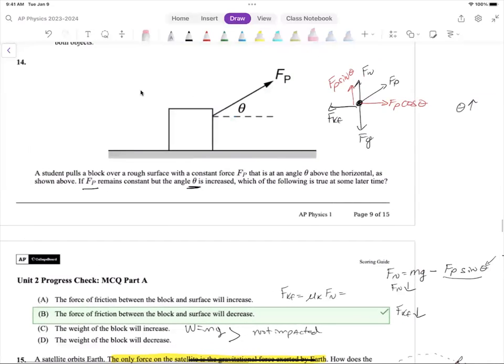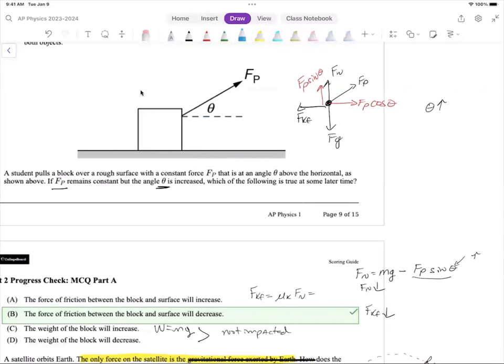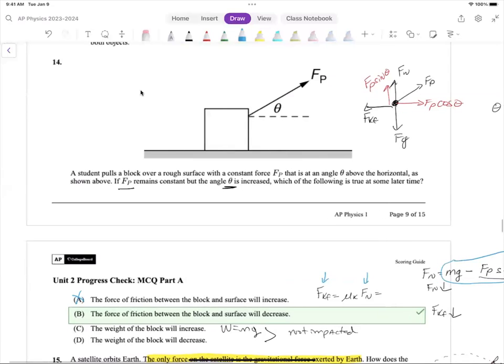What is Fn? Fn is equal to mg minus Fp sine theta. Okay, I have to evaluate that. So if I look at this right here, mg is not going to change, but theta is going to go up, sine theta will go up, and I'm subtracting it. So as theta increases, force normal goes down, which means force of kinetic friction goes down. Wrong. B, force of friction between the block and surface will decrease. I just proved that above. I'm done with that problem. I would not even look. I scan C and D, but don't waste your time.